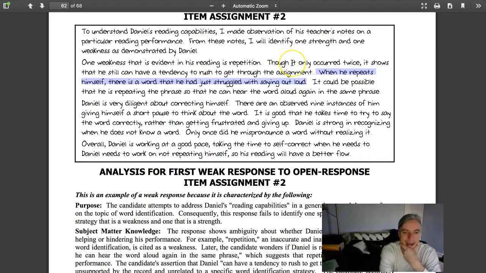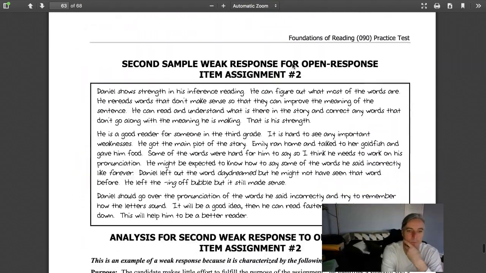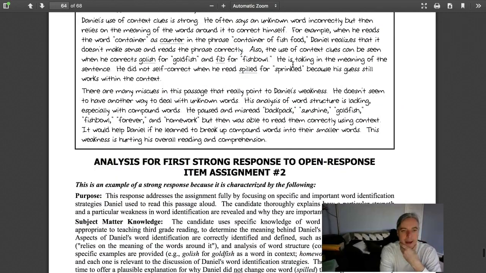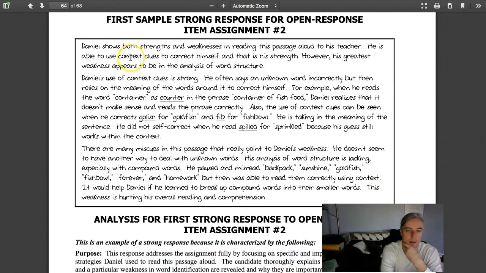Let's go look at a different one. So the weak one. All right, we're looking at the strong response. There's a brief intro, and it's set up with an introduction paragraph and strengths and weaknesses. You can do that. I don't think it's necessary. Like I said, these people score so many of these. Just get to the point.